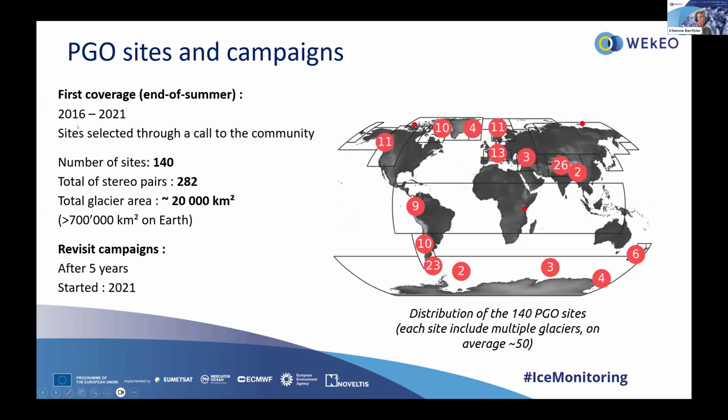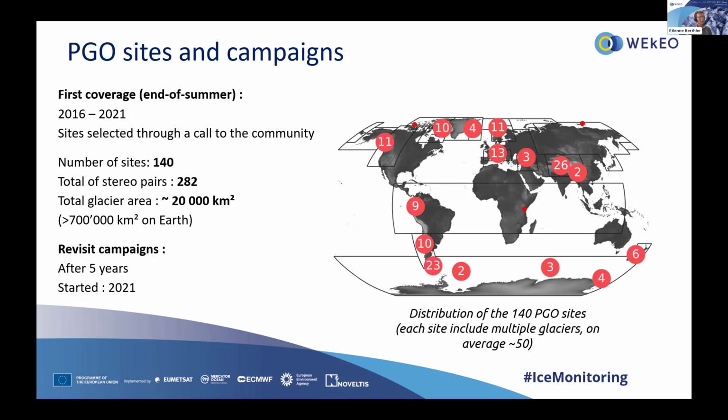This started back in 2016. During the first 5 years, what we did is a first coverage of 140 sites that we selected all around the Earth. They are covered with a bit more than 280 stereopairs. In total, we cover 20,000 square kilometers of glaciers, once again, outside the ice sheets. This is quite a lot. It's still small compared to the total coverage of glaciers on Earth, but this is what we could get given the funding available in this program.